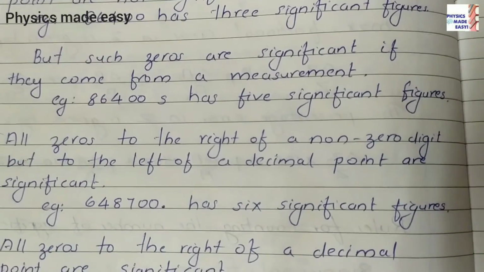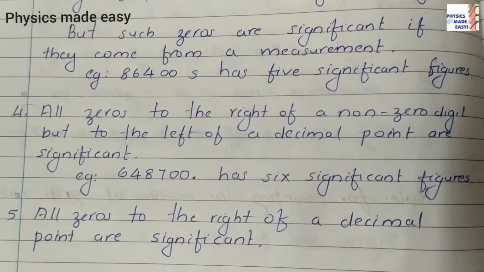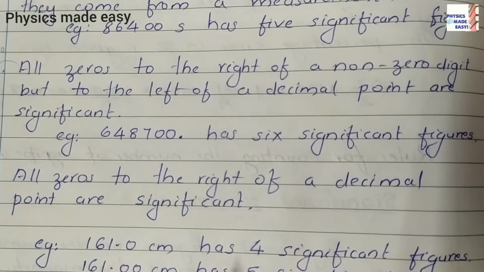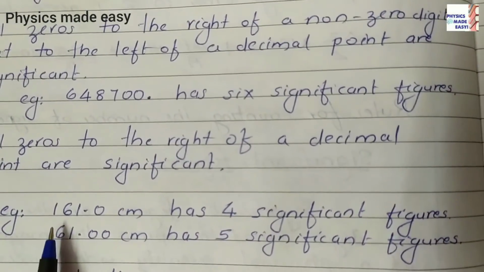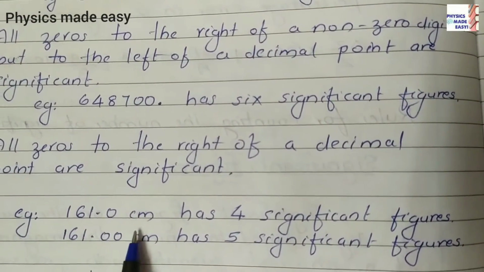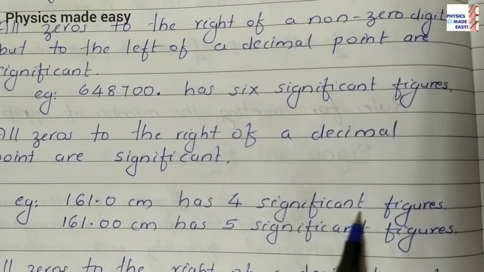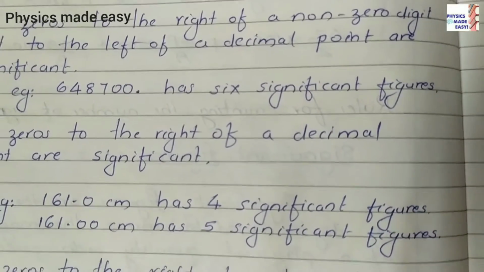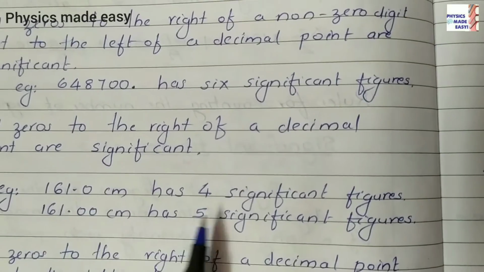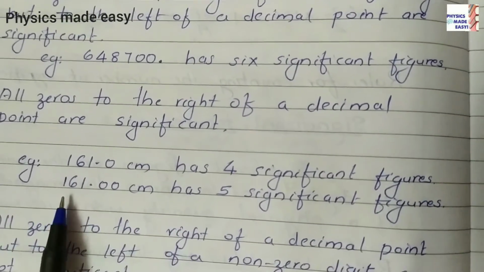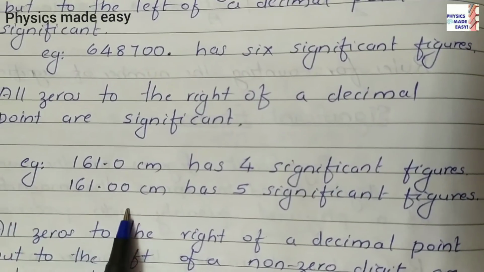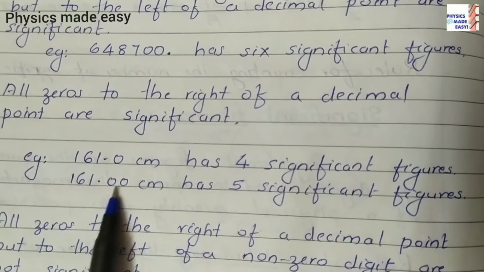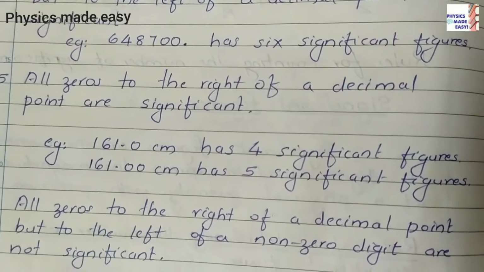6 significant figures there. All zeros to the right of a decimal point are significant. Here you can see 161.0 centimeter has 4 significant figures. 1, 2, 3, 4. This 0 we have to consider. So here it has 4 significant figures. Now 161.00 centimeters has 5 significant figures. So these two zeros are very important here.